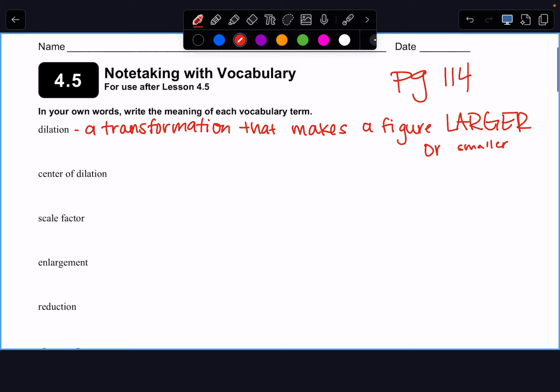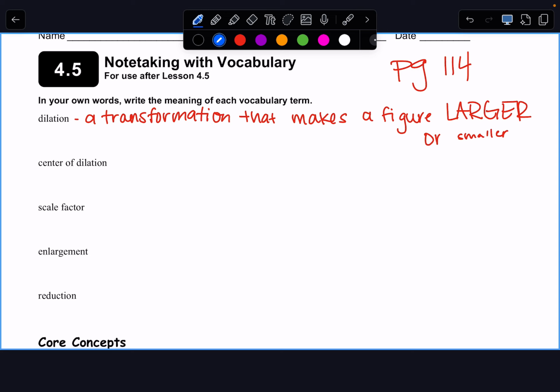Just hold on. We have what's called a scale factor. We're going to use the letter K. It is the amount a figure is made larger or smaller.